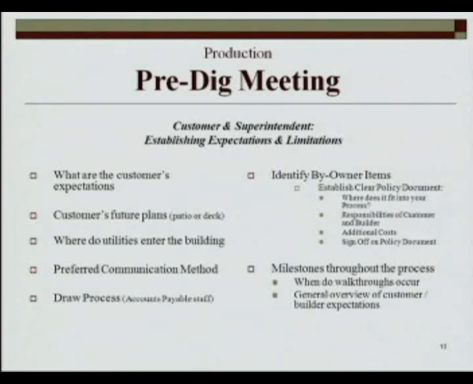So we usually start our production process with a pre-dig meeting. In that meeting, the customer and superintendent set the expectations, talk about limitations, talk about things that they can expect throughout the process. What are the customer's expectations? If they have the expectation that you're going to break ground and a basement's going to be in 2 days, and carpenters will be there 2 days after, and my house will be done in a month, that's not reasonable. So what are your expectations? When do you expect to be in your home?